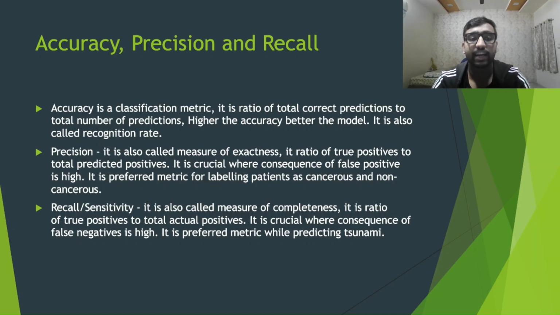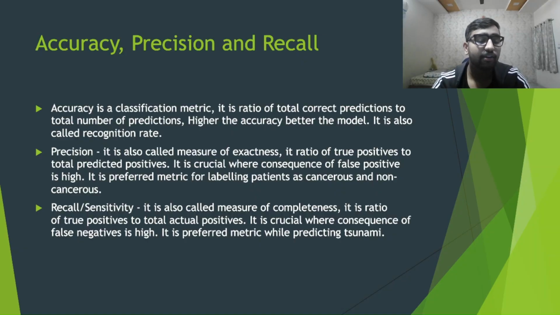It just addresses the correct predictions, but at times we would also want to know how many false positives or false negatives were encountered in the classification process by the given model. So for that, precision and recall come into play. Precision is also called a measure of exactness. It is the ratio of true positives to total predicted positives. It is crucial where the consequence of a false positive is high. It is the preferred metric for labeling patients as cancerous and non-cancerous.